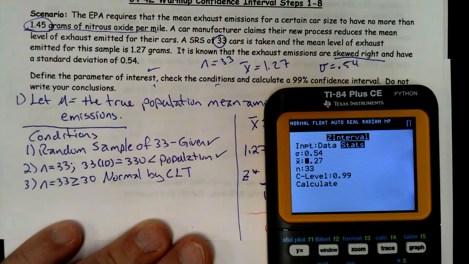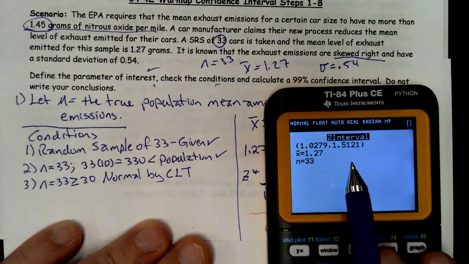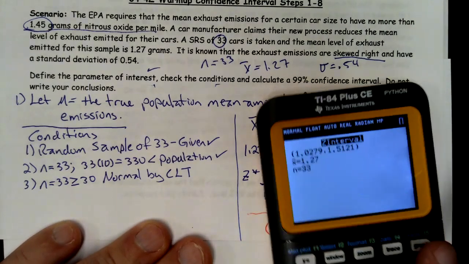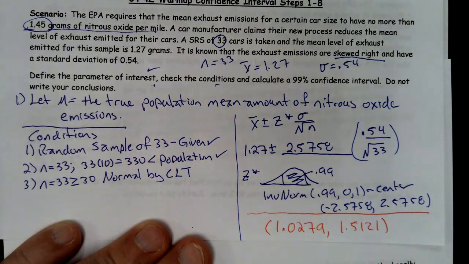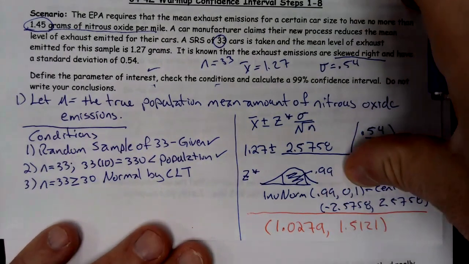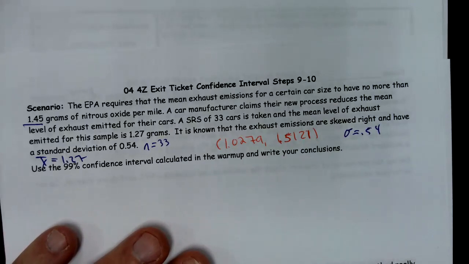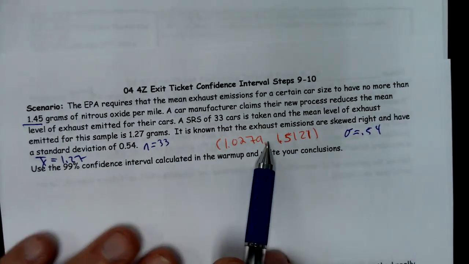0.54 was our standard deviation. The sample mean was 1.27. Our sample size was 33, and our confidence level is 99. So there is our interval, 1.0279 and 1.5121. So I just took that and I brought it on over because that's our interval.